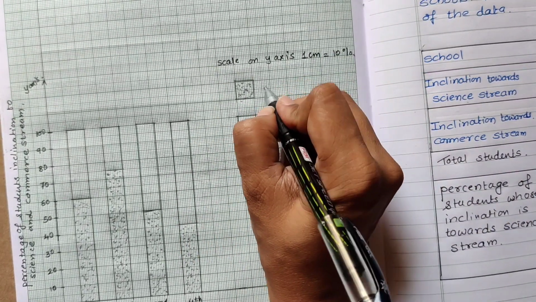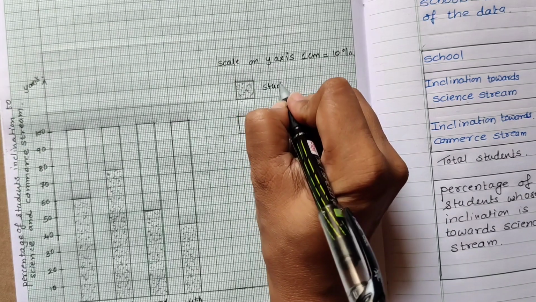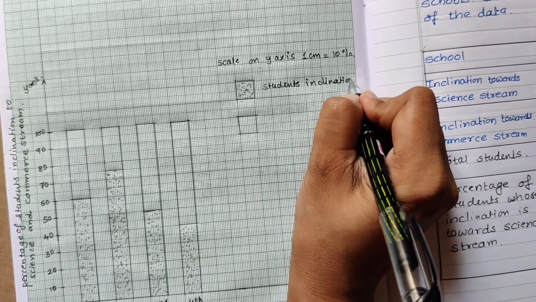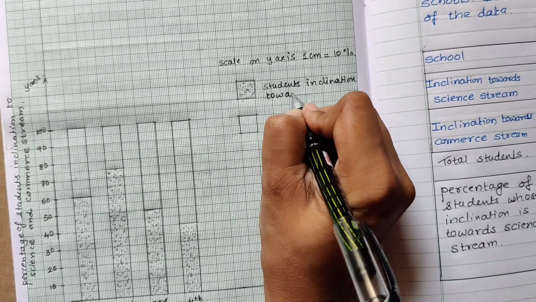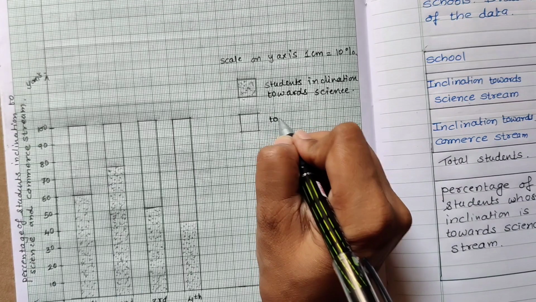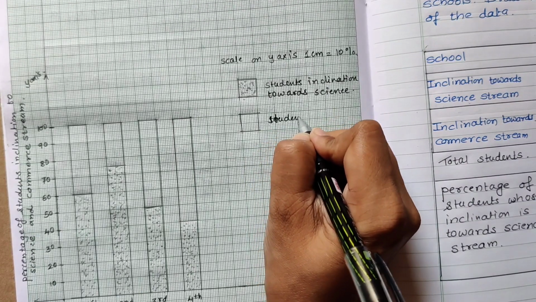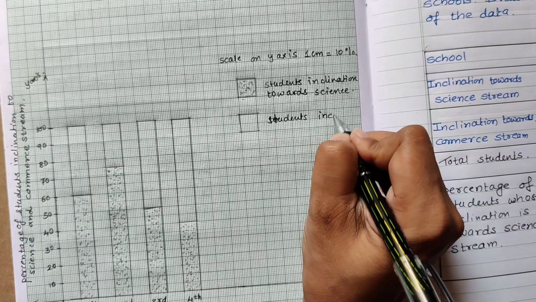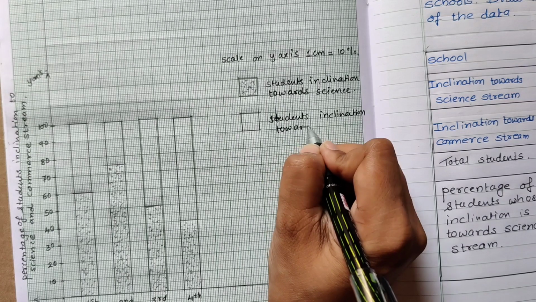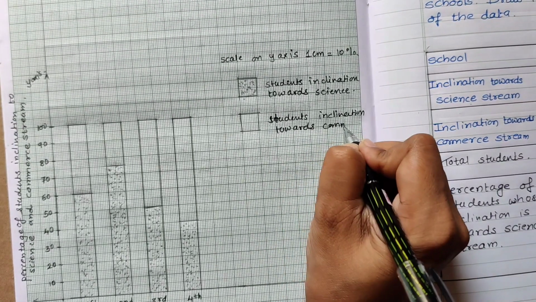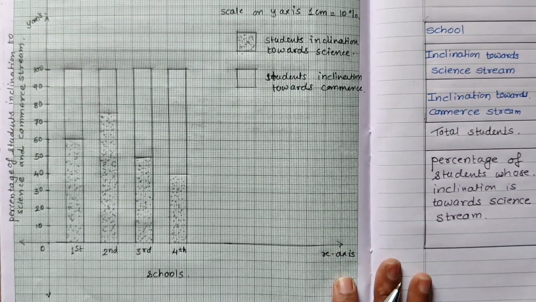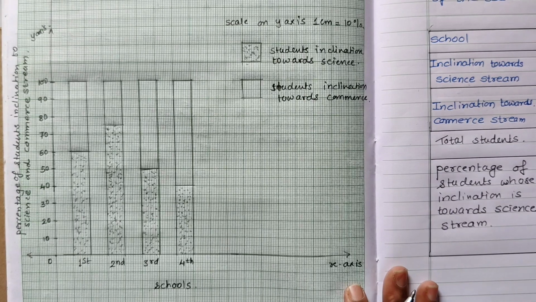So here I am writing: these are the students' inclination towards science, and the blank part we have to write for the students' inclination towards commerce. So in this way we can draw this percentage bar graph, which can be divided afterwards.